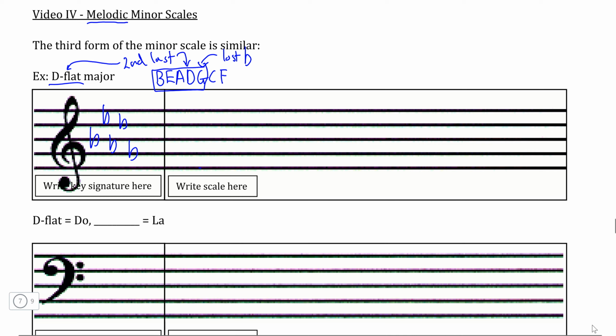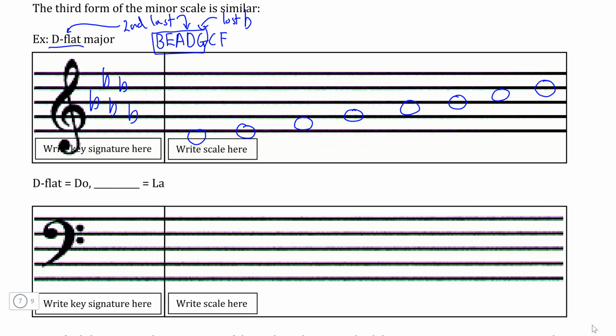And if we construct the scale, D flat we will use here. Do, re, mi, fa, sol, la, ti, do. And there is our D flat major scale.